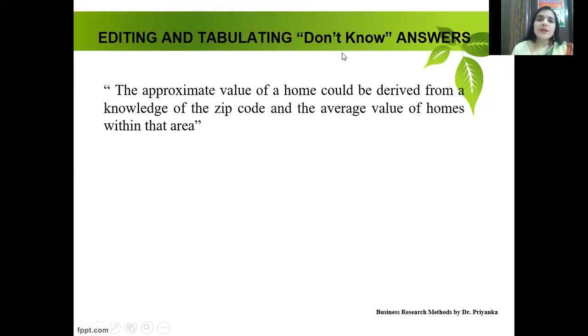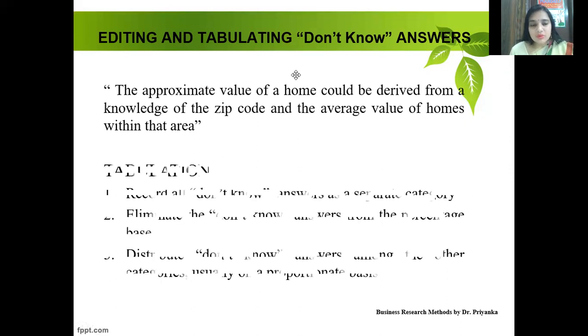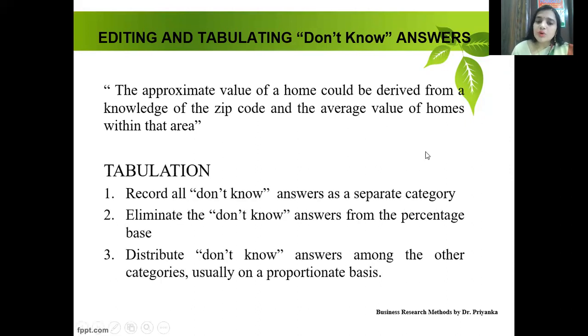Then editing and tabulating don't know answers, how would you handle them? The approximate value of a home could be derived from a knowledge of the zip code and the average value of homes within that area. Yes. So the same way you'll be doing this. Record all don't know answers as a separate category. This is one thing. Or eliminate the don't know answers from the percentage base. You can do that also. Or distribute don't know answers among the other categories, usually on a proportionate basis.